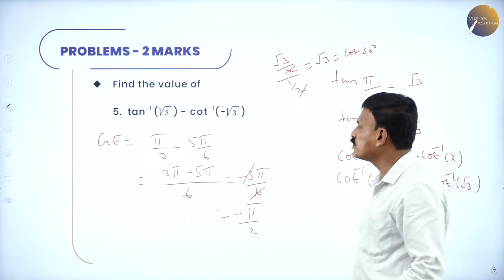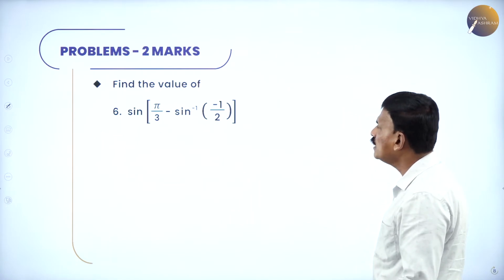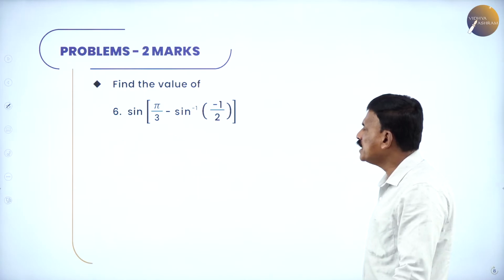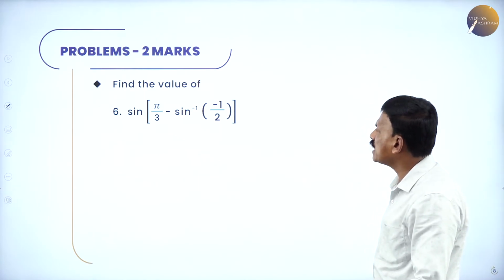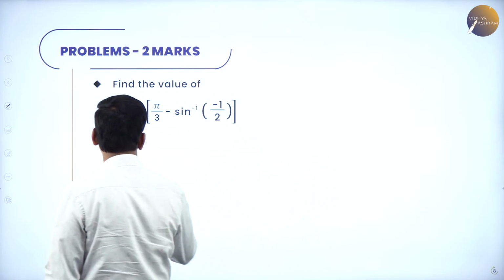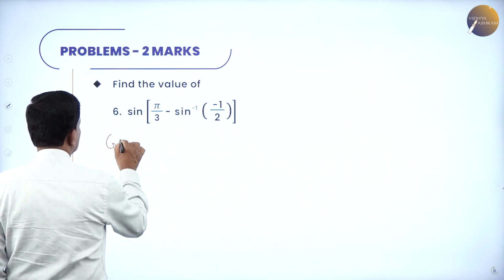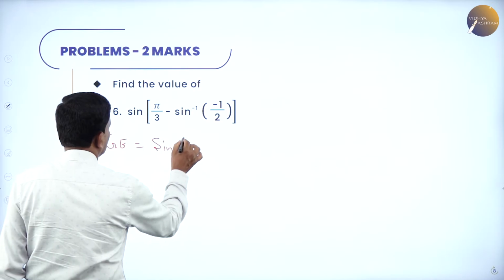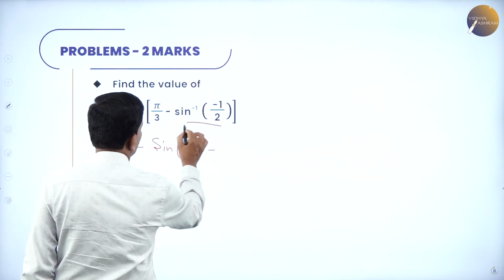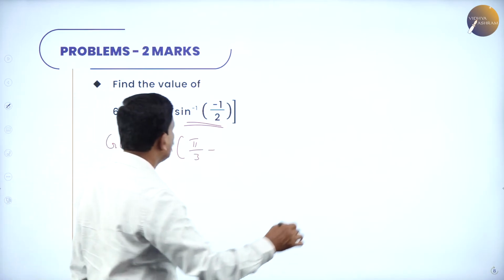Now let us come to the next problem. What is the next problem? Find the value of sine of pi by 3 minus sine inverse of minus 1 by 2. This is also a very important problem. Now let us write down the given expression: sine of pi by 3 minus, just find out the value of sine inverse of minus 1 by 2.